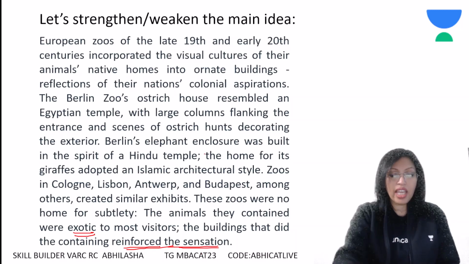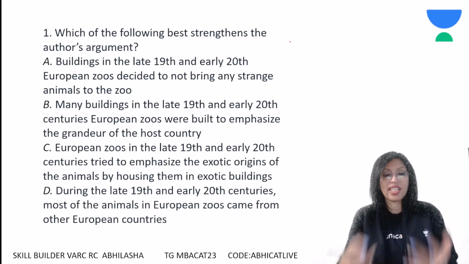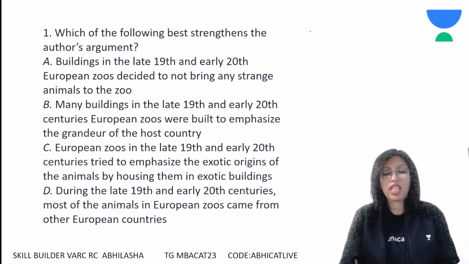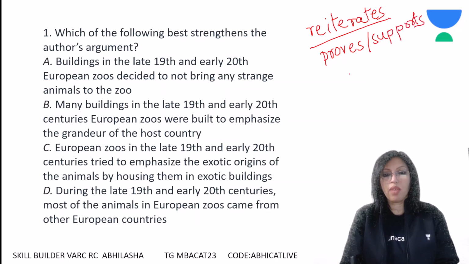Now let us try and strengthen this idea. Now to strengthen this, we will try and find something that will say, yes, the writer is right. The writer has done this, okay? So find something which either reiterates the writer's idea, okay, it's a reiteration, or something which proves the writer to be correct. Okay, proves or supports the writer's idea. So take a minute and find this answer for me. Again, you can pause the video and then do this.